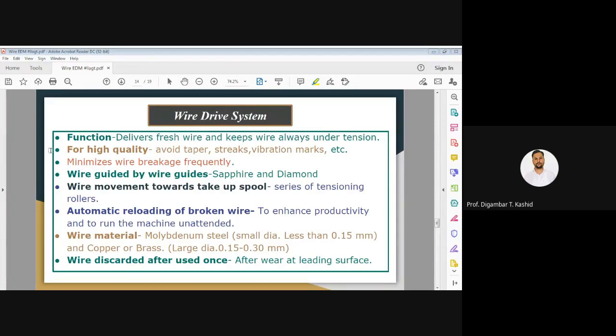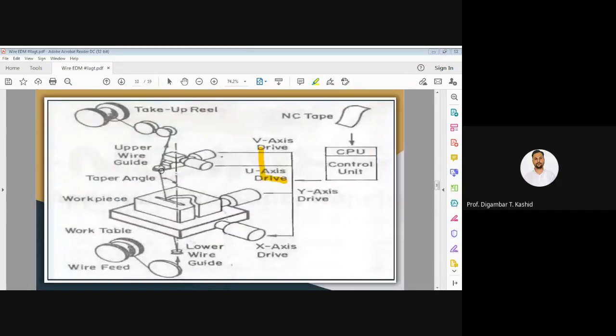Then we have the last system, that is the wire drive system. Now the wire drive system, its function is to deliver the fresh wire and keep the wire always under tension. Because if you see in the diagram, every time we have to give the fresh wire to this take up reel, and the used wire you have to take from this lower wire guide. So the function of the wire drive system is to give the fresh wire every time.